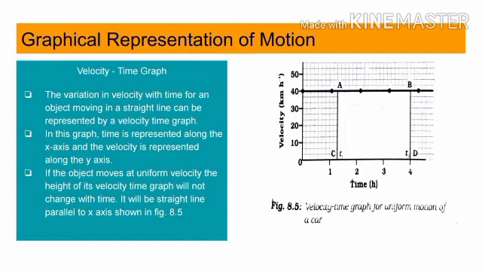Graphical representation of motion, second part. Velocity time graph. The variation in velocity with time for an object moving in a straight line can be represented by the velocity time graph. In this graph, time is represented along the x-axis and the velocity is represented along the y-axis.